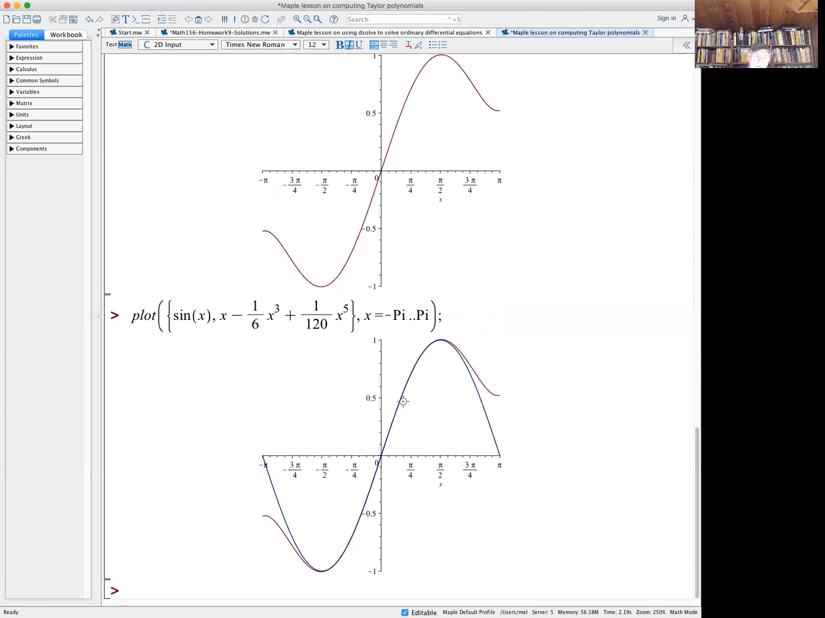But in this whole interval around 0, you can't tell them apart. It's such a good approximation. It really is kind of a miracle.